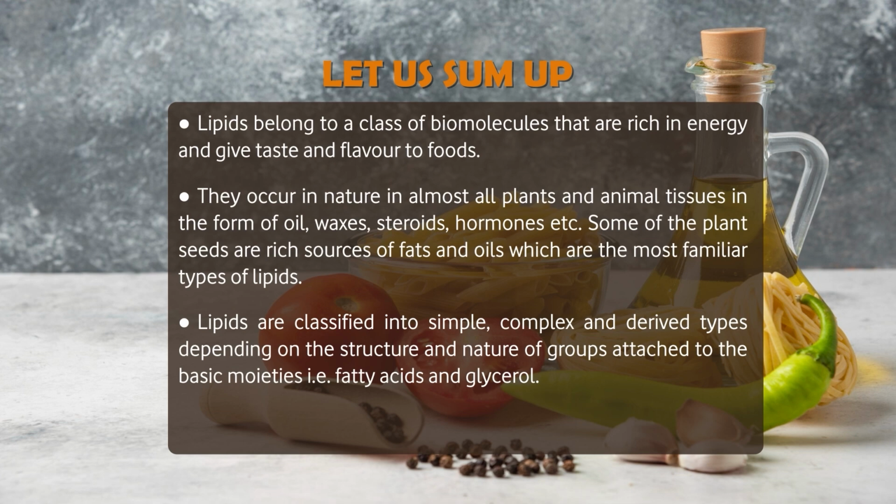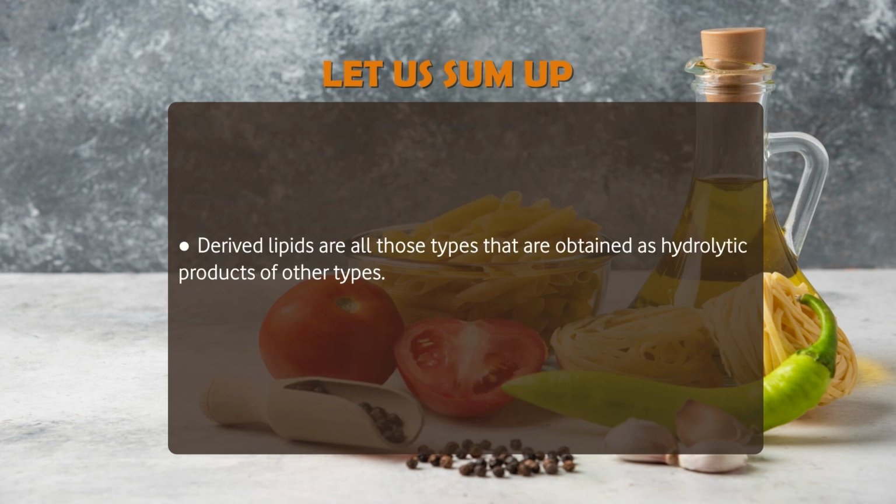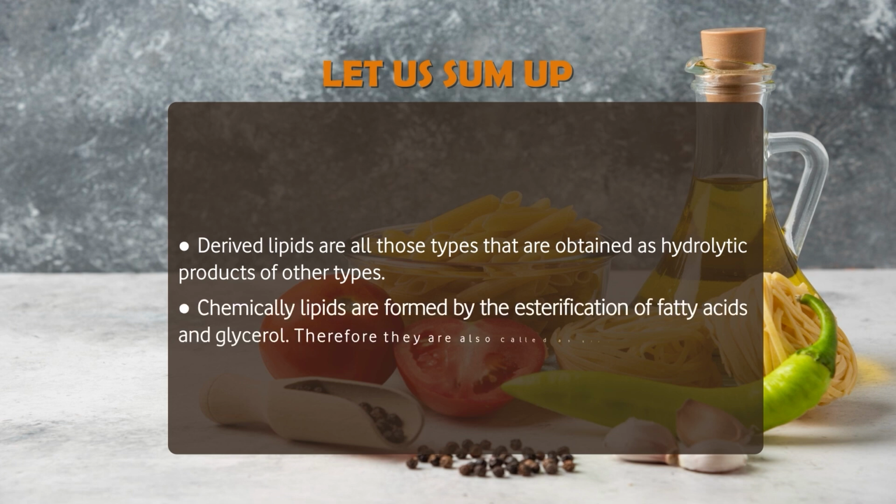Lipids are classified into simple, complex and derived type depending on the structure and nature of group attached to the basic moiety. Fats, oils and waxes are the common type of simple lipids. Then derived lipids are all those types that are obtained as hydrolytic products of other types. Chemically, lipids are formed by the esterification of fatty acids and glycerol. Therefore, they are called as glycerides.